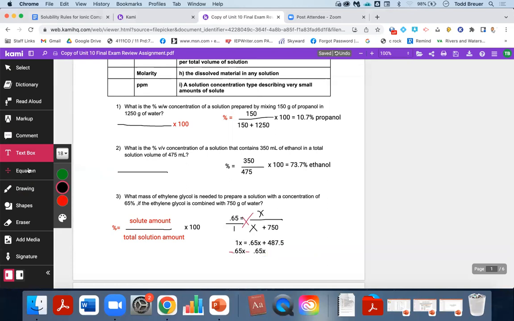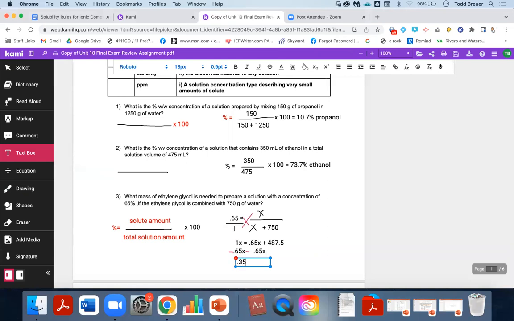Right, and that's going to leave us with X isolated on one side. We're just doing this algebraically. We get 0.35X is equal to 487.5. And then we just divide each side by 0.35 because that's what's attached to X. So 487.5 divided by 0.35, and we get 1,393. And because this is a mass, we get a gram amount of ethylene glycol. I'll just abbreviate it. There we go.